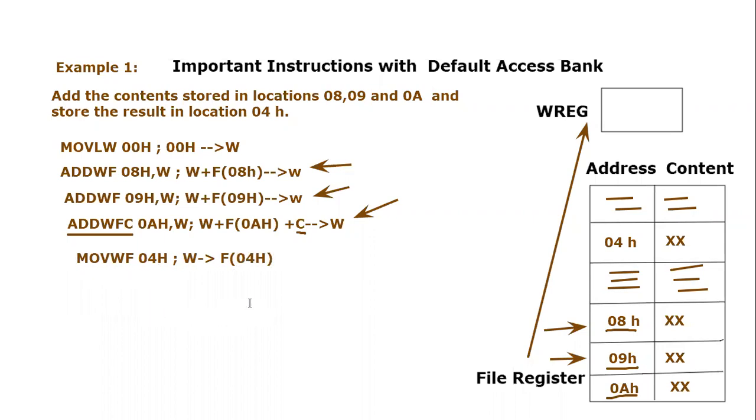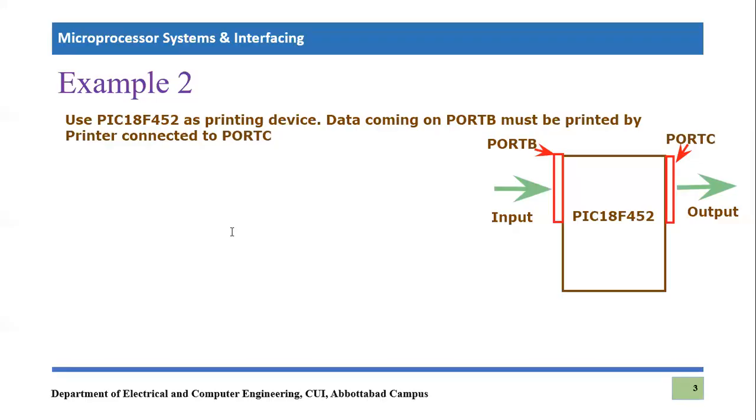So hopefully you have understood this example. In this example, what we have learned is that we added the content of locations 08, 09, and 0A, and first of all we stored the sum in the working register, and when they were all added together, their combined result is moved inside 04H, which is the purpose of this program.